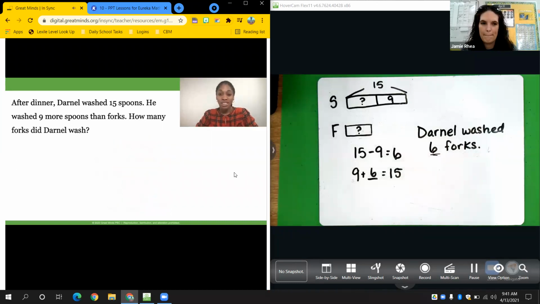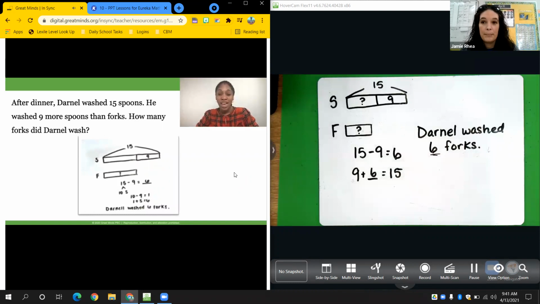Welcome back, mathematicians. We hope that you were able to have some really good conversations around the strategies and number sentences that you used for this problem. And maybe you didn't have someone to talk with, but we hope that you were able to think about what other strategies could someone have used to solve this problem.